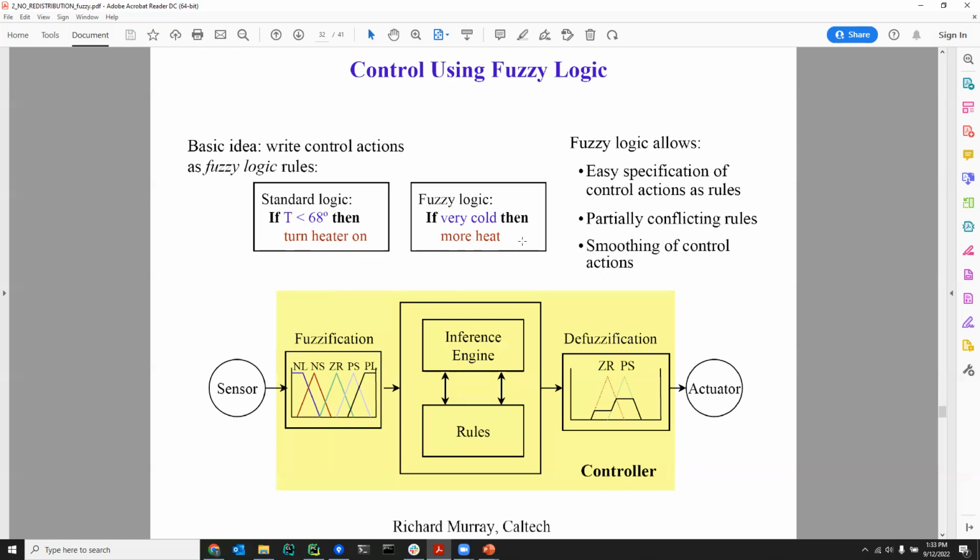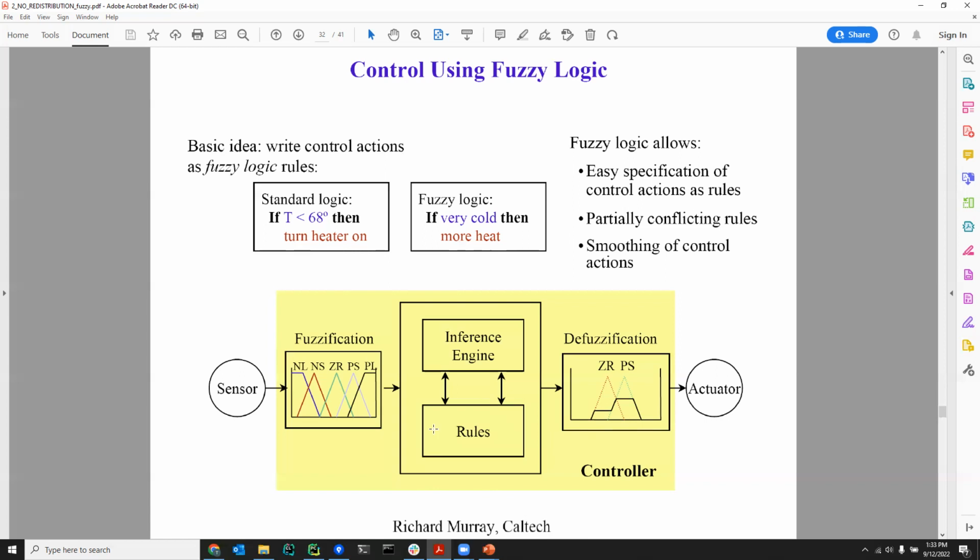then more heat, which might correspond to turn the heater on. But this also has embedded in it a notion of not just turning the heater on, but turning it on to some extent, or turning it on for a certain amount of time, things like that. But remember that we're dealing with these linguistic fuzzy representations, not explicit values.